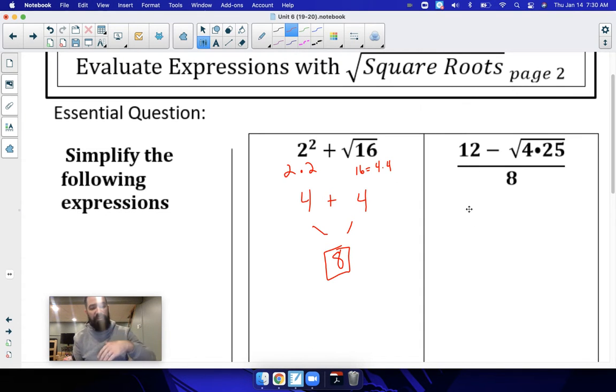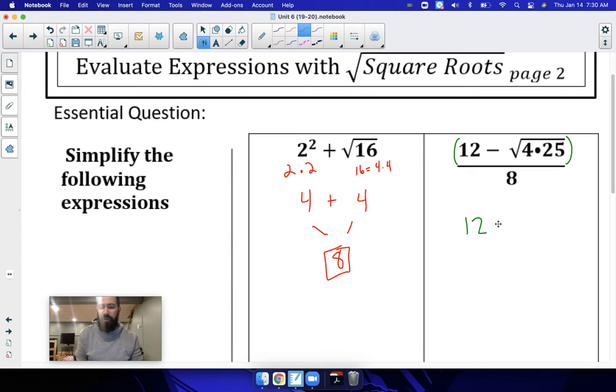Pause the video, try it on your own, and unpause when you are done, and see if you can come up with the correct answer. It's a little bit more on this one. Let's check it out. 12 minus the square root of 4 times 25, all of that divided by 8. So you're taking this whole piece, so essentially imagine there are parentheses around this piece, and we're going to divide it by 8. So let's do some simplifying first.